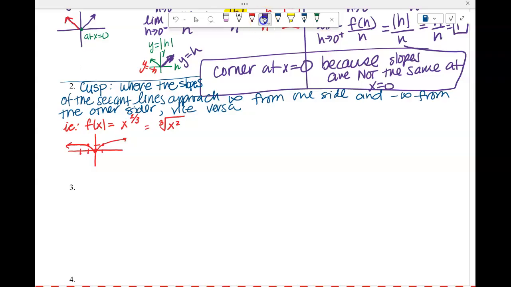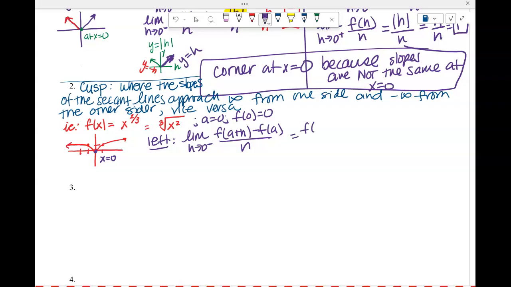And again, guys, the problem location is going to be at x equals 0, because I'm just going to work with the parent function. So similar process, we are going to do the left-hand derivative: the limit as h approaches 0 from the left of f of a plus h minus f of a, all over h. Since a equals 0, f of 0 is going to be 0. So f of 0 plus h is h, minus 0, over h.